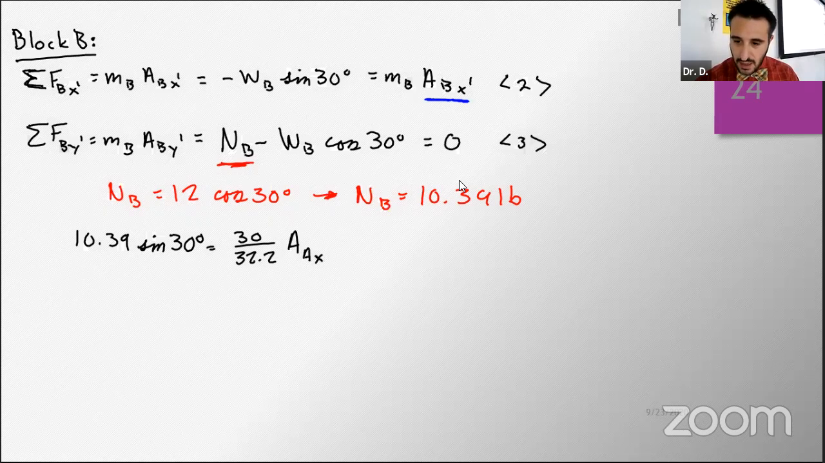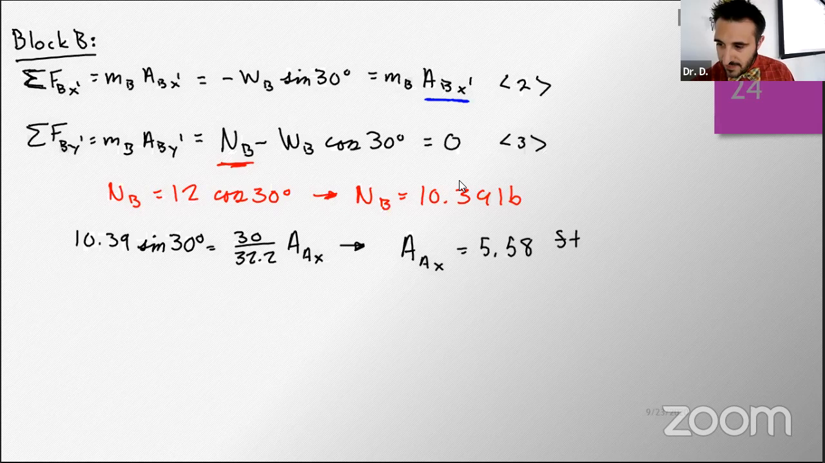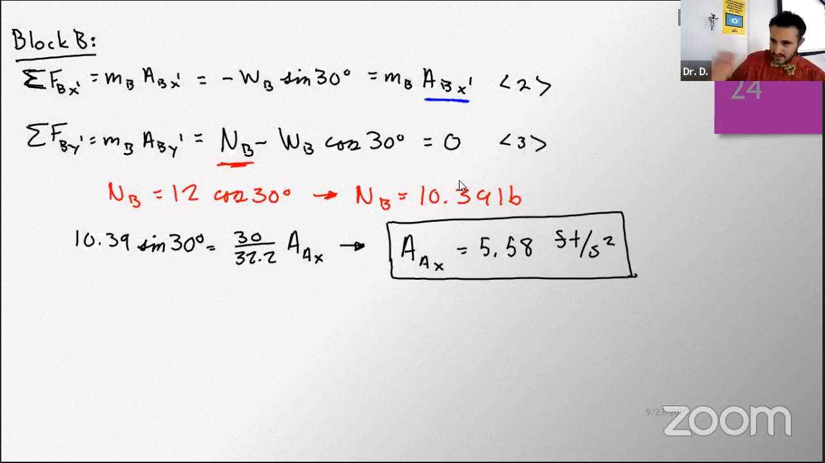Well, I can solve this for A sub A x, and I'll get 5.58 feet per second squared. Part A done. So not too bad. We just had to figure out what the normal force is and plug that back in. All right, so I did that kind of fast.